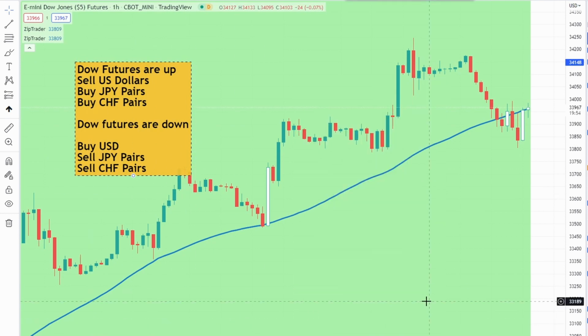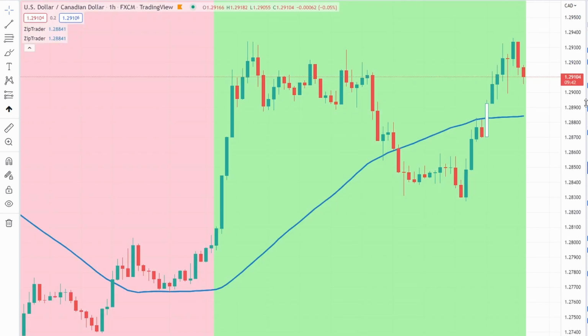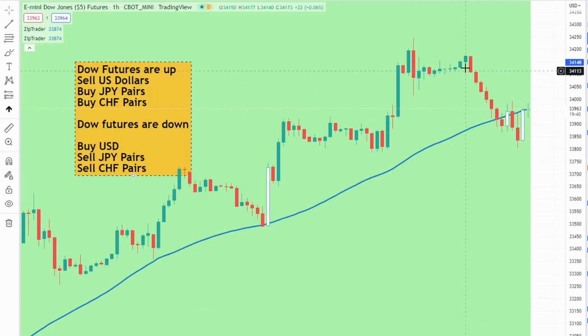So when stock futures are down a lot, I'll be leaning towards buying US dollars, selling yen pairs, and selling Swiss pairs. Since my New York Open trades kick off at 6 a.m. New York time, you can see that this morning we looked at how Dow futures were down quite a bit going to the New York Open. At the New York Open, Dow futures were down about 150 points. So that told me that I should be looking to buy US dollars, sell yen pairs, sell Swiss pairs.